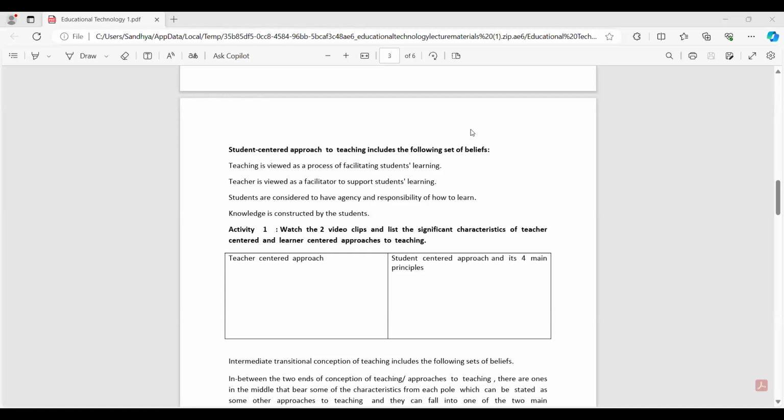Constructivism. Learning is knowledge construction. Learning is trial and error. Learning is discovery learning.